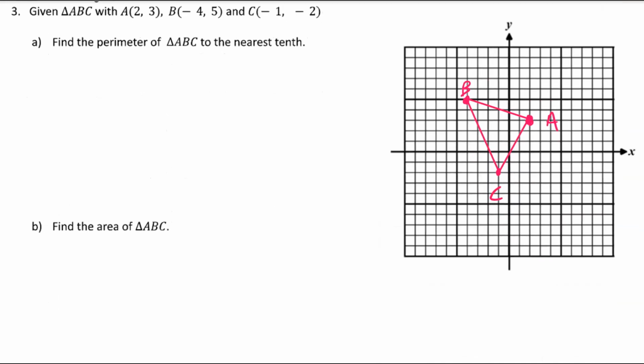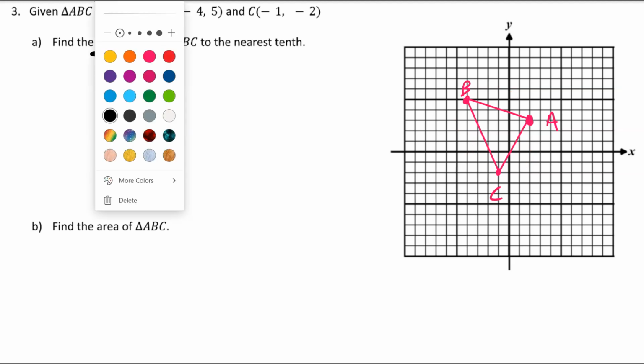Number 3. Given triangle ABC with A is (2, 3), B is (-4, 5), and C is (-1, -2), find the perimeter of ABC to the nearest tenth. Well, the perimeter is going to be the distance around the outside, so the sum of all 3 of those sides. And to find the length of any of them, it would be helpful to use the distance formula.